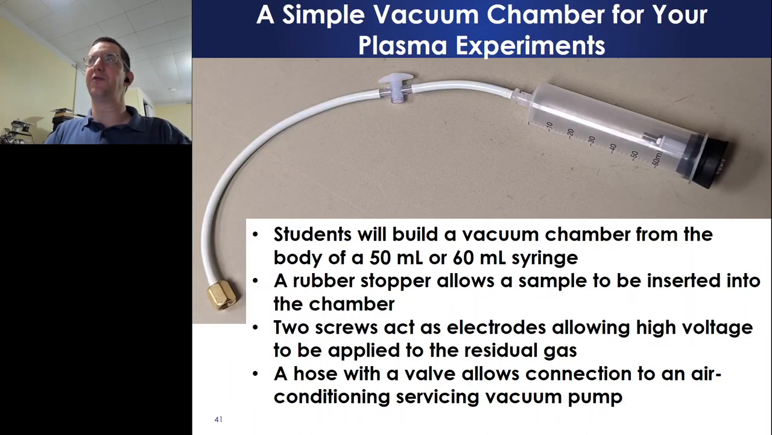We will build a simple vacuum chamber for your plasma experiments in your classroom out of a 50 or 60 milliliter syringe body. A rubber stopper allows a sample to be inserted into the chamber. Two screws in the rubber stopper act as electrodes to transfer high voltage from the atmospheric pressure gas on the outside of the vacuum chamber to the reduced pressure gas on the inside. A hose connects your vacuum chamber to your vacuum pump, allowing the evacuation of gas from your chamber.